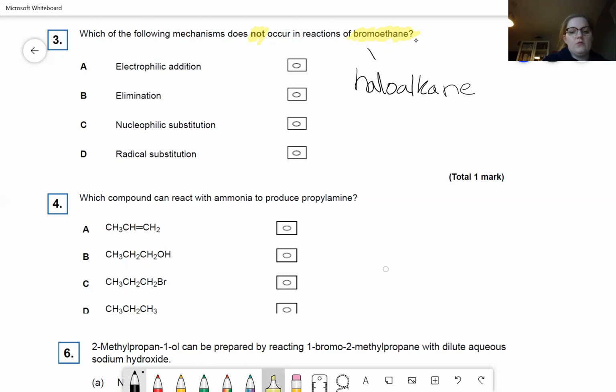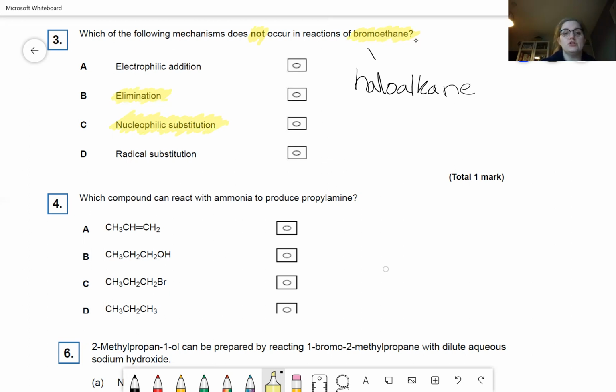Well, we know halogenoalkanes can go through eliminations because that's what we did yesterday. They can also have nucleophilic substitution. So they can either have the halogen substituted by a nucleophile, or we can go through that elimination process, which actually still involves nucleophilic substitution. So we know that neither of them can be the answer.